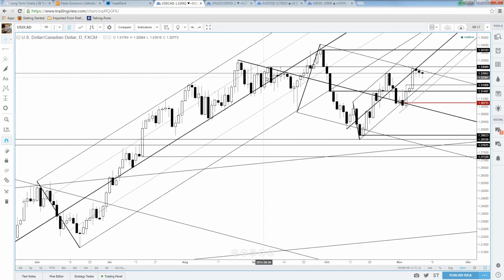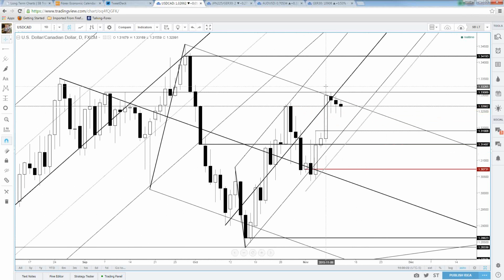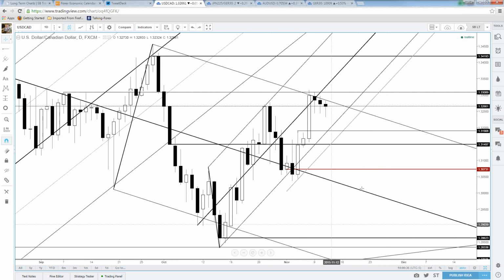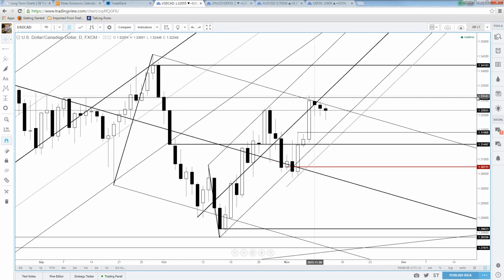Dollar CAD. So NFPs, people forget that Canada actually had a really good jobs number too. And this is resistance, okay? Really nothing to write home about though as far as the decline. It goes to the whole thing about the dollar breakout, and price action within that context is still higher.